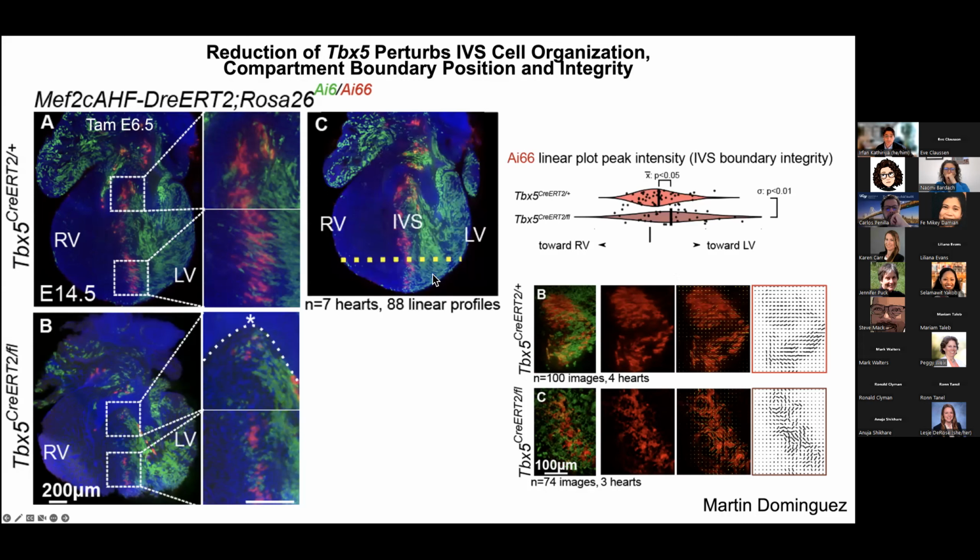Next, we looked at the spread of the lineage. What we observed in the TBX5 mutants is that the position of the red lineage is shifted over to the left side, so the boundary shifts to the left, and also that there is mixing, so there's a broadening of these red cells, so that the boundary is not intact. So there are two things happening here: a change in the boundary position of where the cells are, as well as the integrity being compromised. And those distinctions will be important later in the talk.